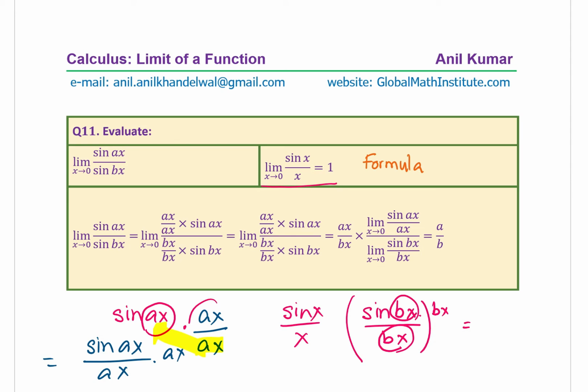And then we have in the numerator and denominator the terms ax and bx, in which the x will cancel and we'll get our answer, which is a over b. Perfect. So that is the strategy to solve such questions. Now look at the solution here.